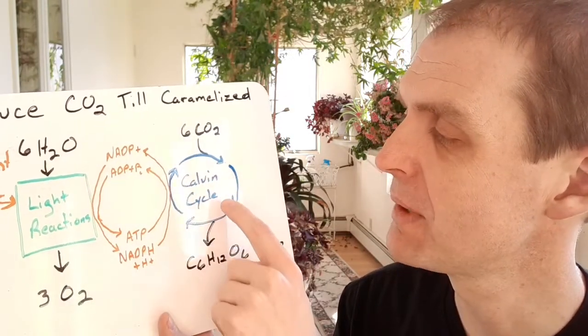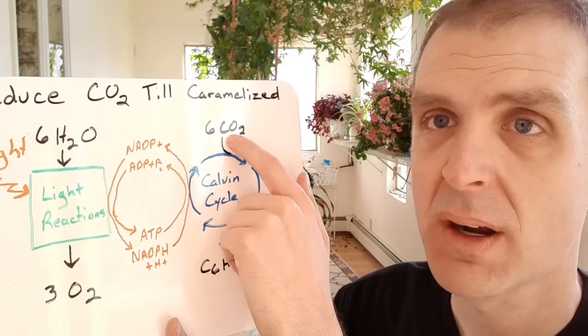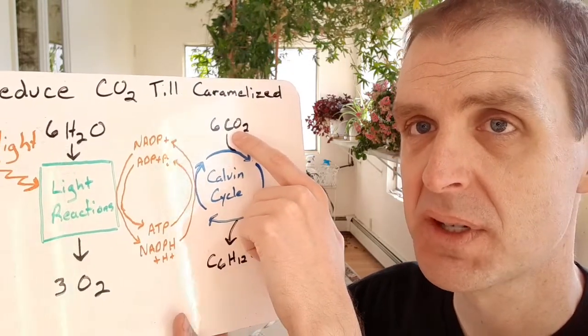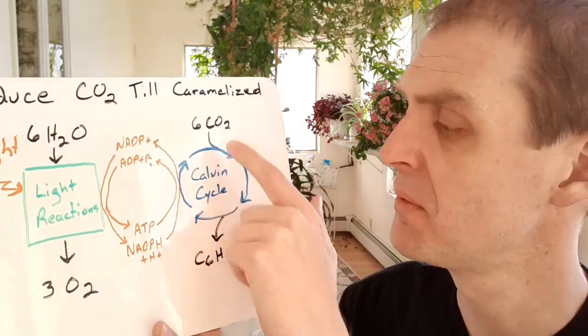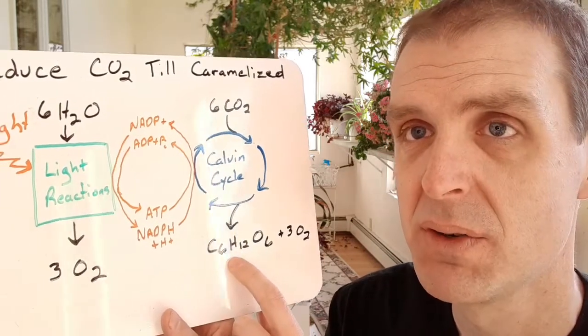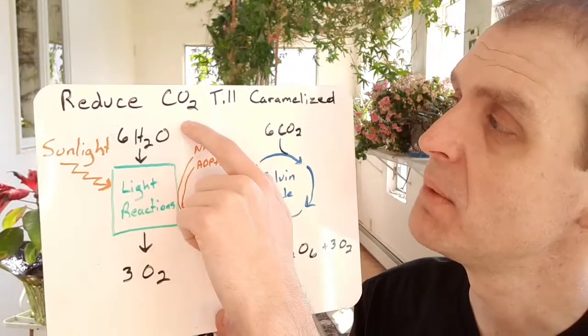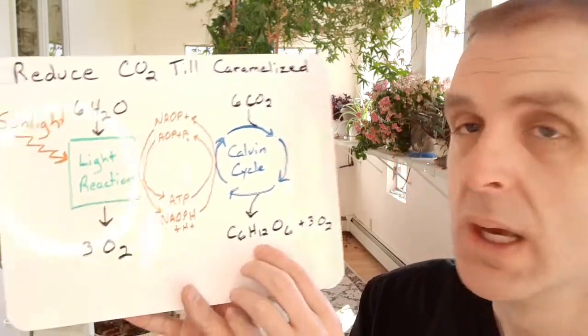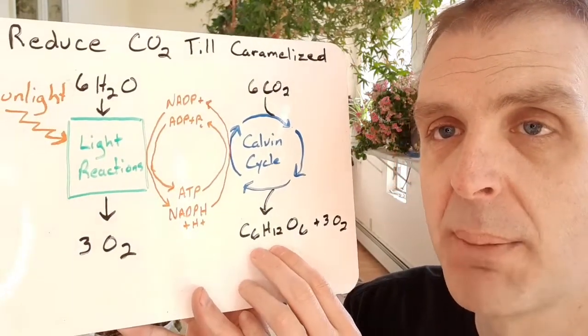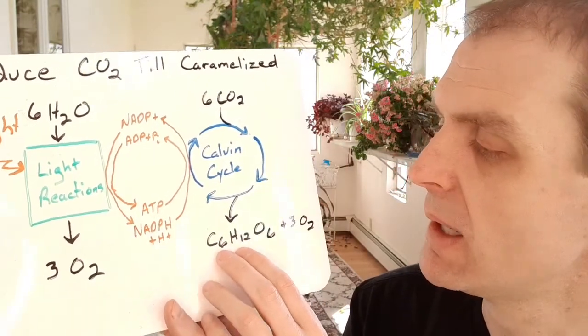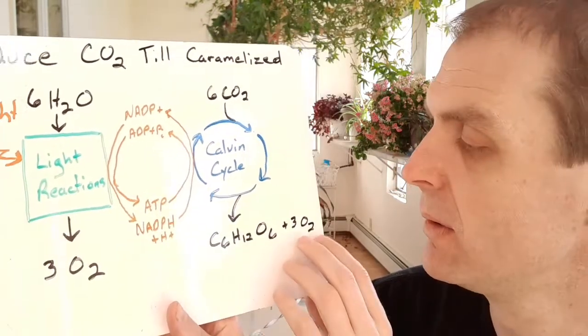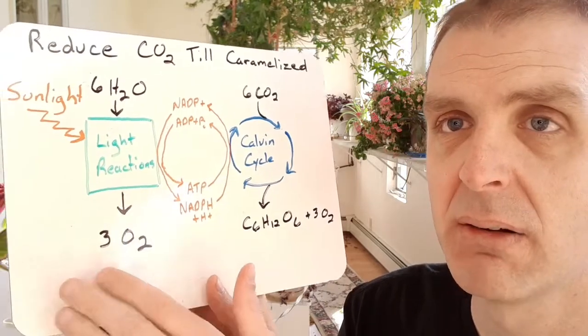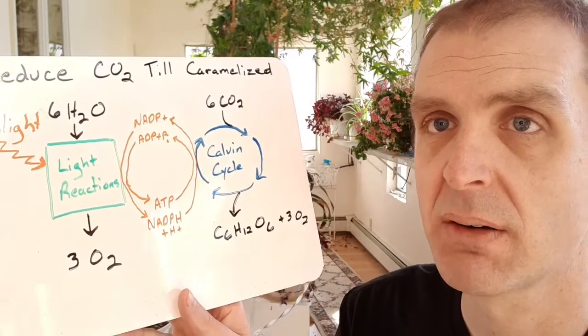But as that's going on, this carbon that was originally surrounded with nothing but oxygen, so the oxidized version, ends up being the reduced version. So that's why I say reduce CO2 until caramelized. So that's the making of sugar. So anyway, the byproduct of that would be a sugar molecule. You get some oxygen coming out of both the light reactions and the dark reactions.